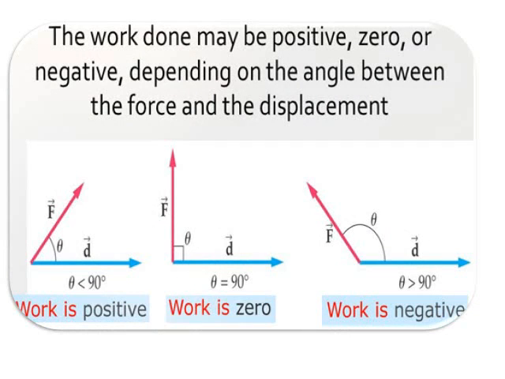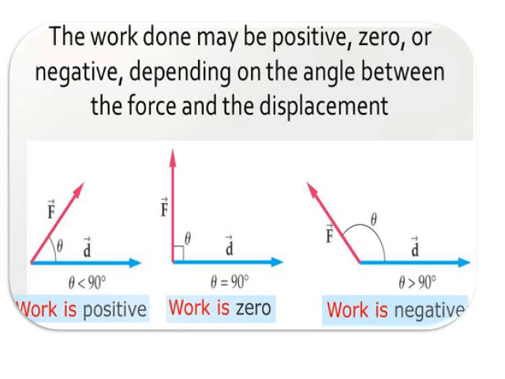Children, let us pass on to the type of work done depending upon the angles they make. Work done may be positive, 0 or negative depending on the angle between the force and the displacement. Now carefully look into the diagrams which are given here. The blue color line represents the displacement and the red color line represents the direction of the force.